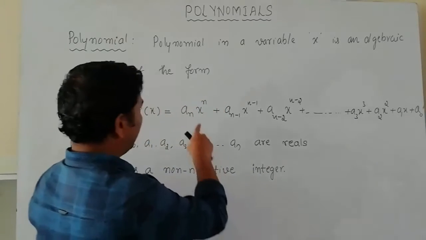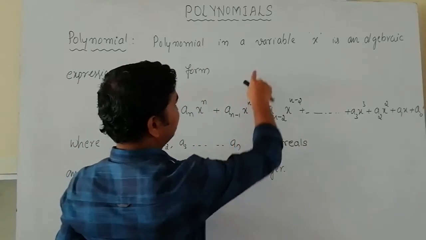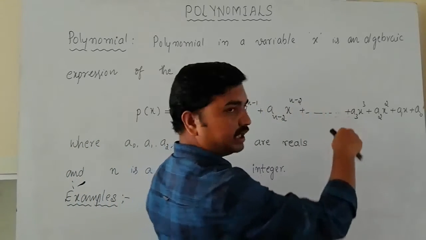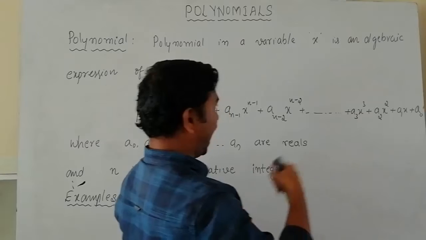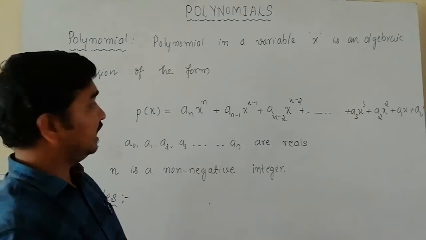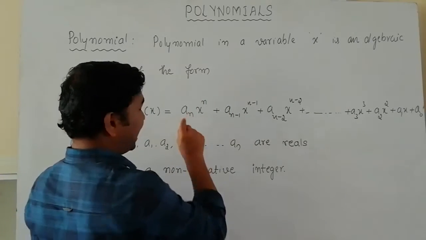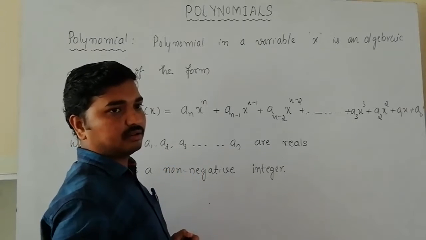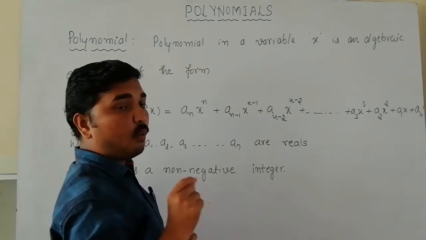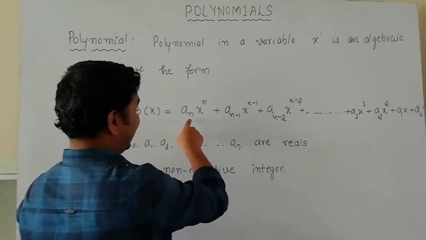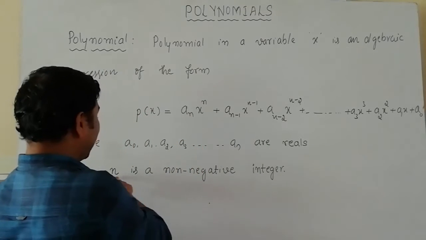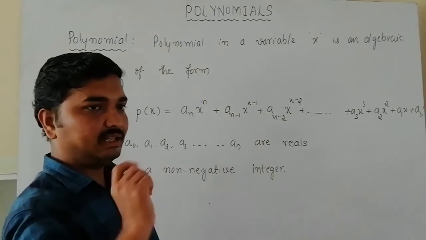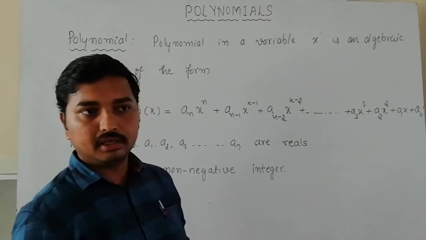The next thing I already told you: x is a variable, but it has a different exponent in different terms. And at last, one more important thing: what values can n take? n is a non-negative integer. n can take only non-negative integers.